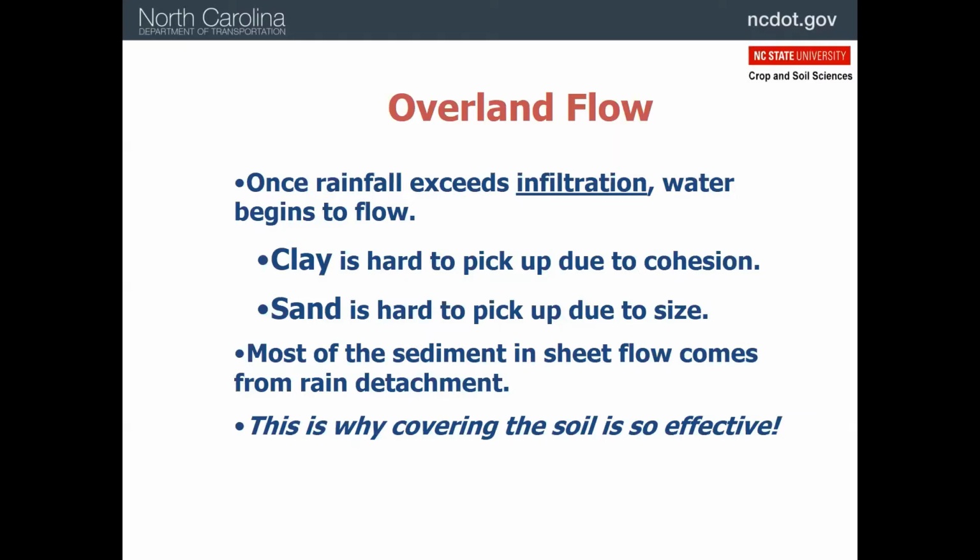Sand, on the other hand, is big from a standpoint of erosion, and it's hard to pick up, so it tends not to erode. Most of the sediment that we get from sheet flow, that is just the water flowing straight across the landscape, comes from the detached particles from raindrops. So the sheet flow doesn't actually do much erosion. But again, if we cover up the soil, we don't get the detachment, and we can actually have sheet flow without a lot of erosion.